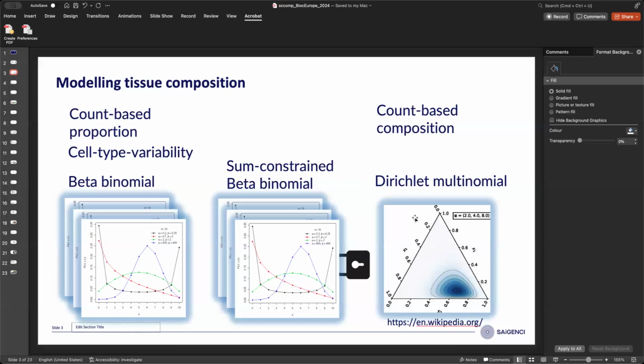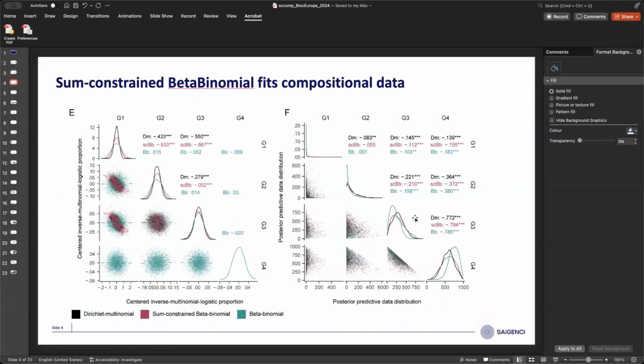So what we have done is to constrain the means of the beta binomial arrays to sum to one. So that's why it's a sum-constrained beta binomial. So it basically has a behavior in the middle of these two distributions.